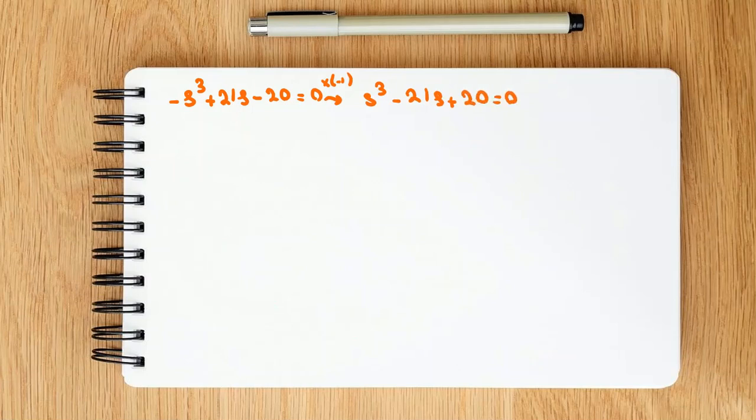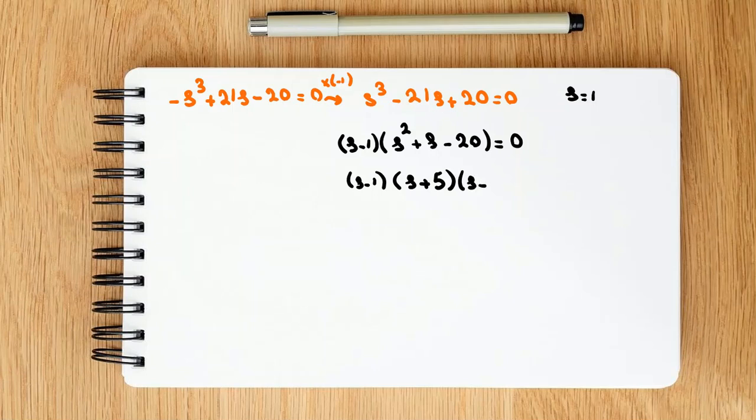Now because the degree is 3, we try to find at least one answer. If we try, we will see s equals 1 works, because 1 minus 21 plus 20 works. So you can factorize, and one factor is s minus 1. Creating s cubed, s squared minus s squared is s plus s squared minus s minus 20 equal to 0. And here we can factorize this, so it will be s minus 1 times s plus 5 times s minus 4 equal to 0. Okay, so s can be 4, can be 1, can be negative 5.